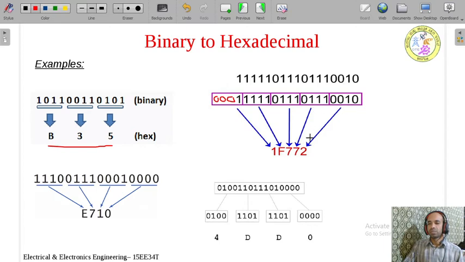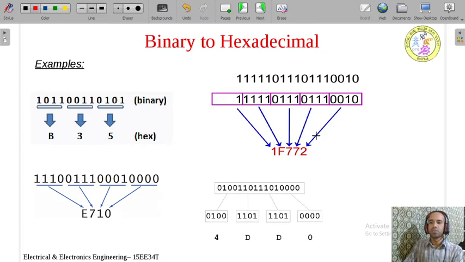Then you write the corresponding hex values. This is nothing but 2, this is 7, this is also 7. 1111, it is nothing but 8 plus 4 is 12, 12 plus 2 is 14, 14 plus 1 is 15. 15 in hexadecimal is F, and 0001 is nothing but 1. So in the same way you can group 4 bits each, and this is equal to 4D0. So this is very easy to convert binary number into hexadecimal numbers.